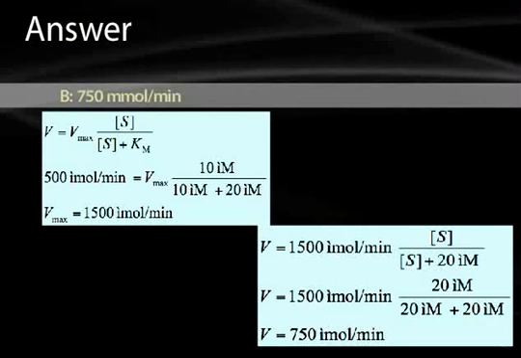And if you solve for that, you get 750 micromoles per minute. Now, I hope you got that right by calculating it exactly as I've described. But I want you to realize that there's an easier way to solve this question.